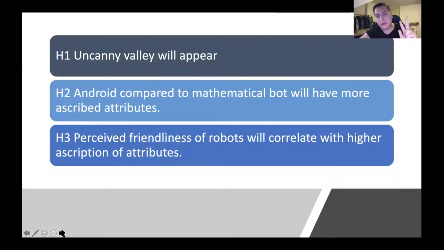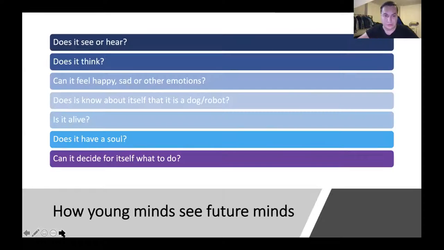And we have three hypotheses. First, that uncanny will appear. Second, that android compared to mathematical bot will have more ascribed attributes. And the third hypothesis, that perceived friendliness of robots will correlate with higher attribution of attributes.